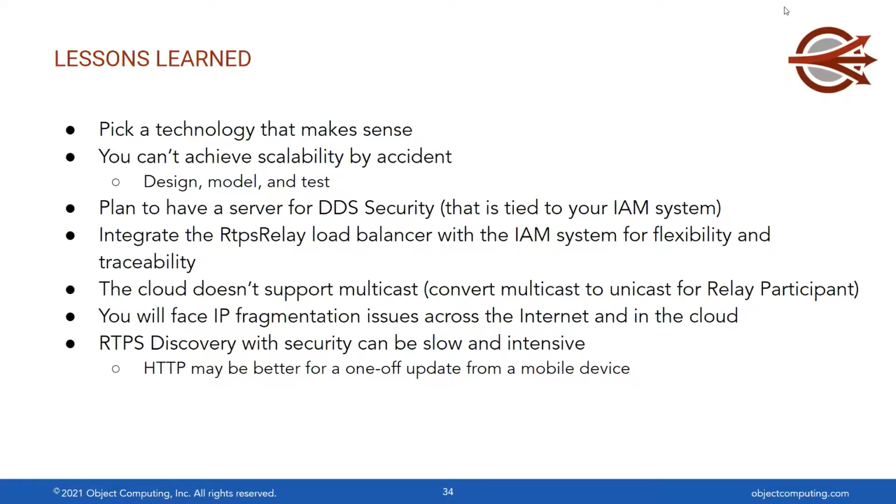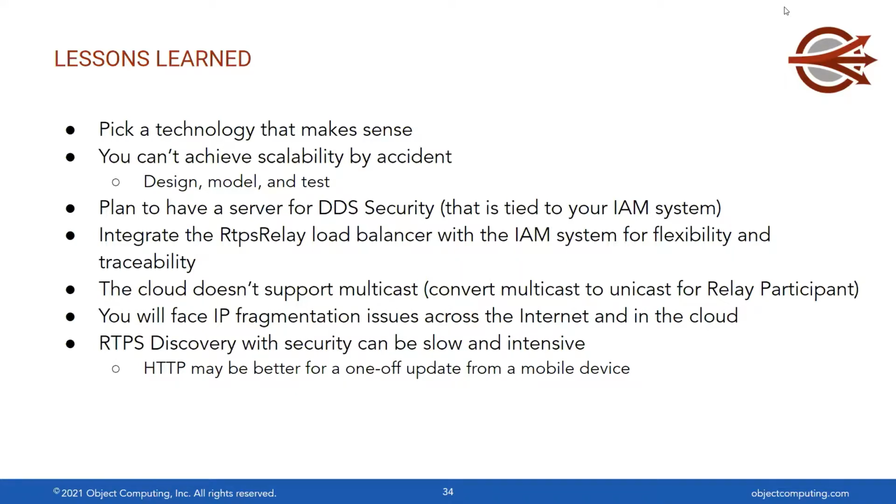As a further point, I would highly suggest that you integrate the RTPS Relay load balancer with your IAM system, and that allows you some flexibility in terms of maybe having two different relay clusters to support different service tiers or regional forwarding. It also allows you some traceability in terms of, since the relay is a generic component, it doesn't know about your application. But if you put a load balancer in front, then the load balancer knows something about your application and can provide you with some traceability.